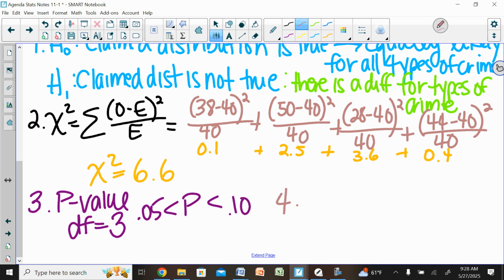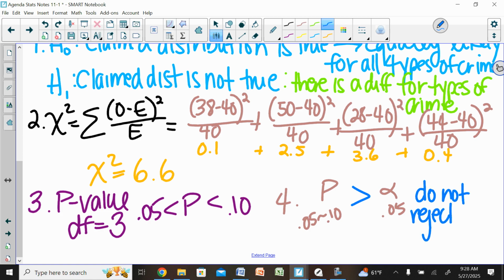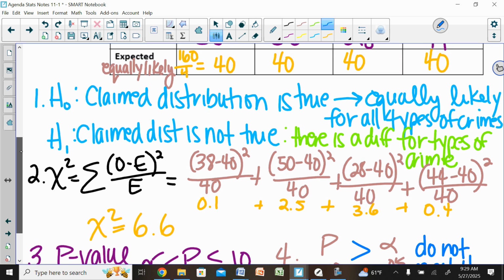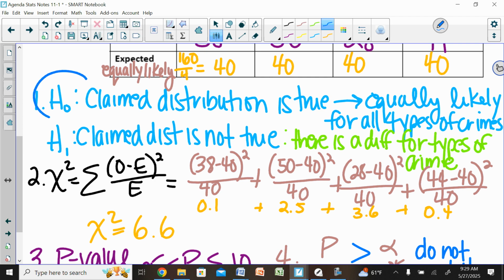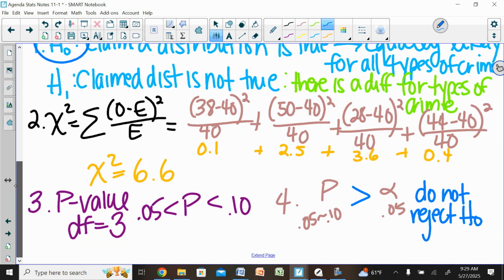So step 4, if I'm going to make a decision, compare my p-value, somewhere between 0.05 and 0.1, to my alpha, which was 0.05. Anything for that p has to be greater than alpha, which means that I am not going to reject H sub O. So that means for my summary, I did not reject H sub O. That means that I think that my claim distribution is true, and it is equally likely for all types of crimes to occur.